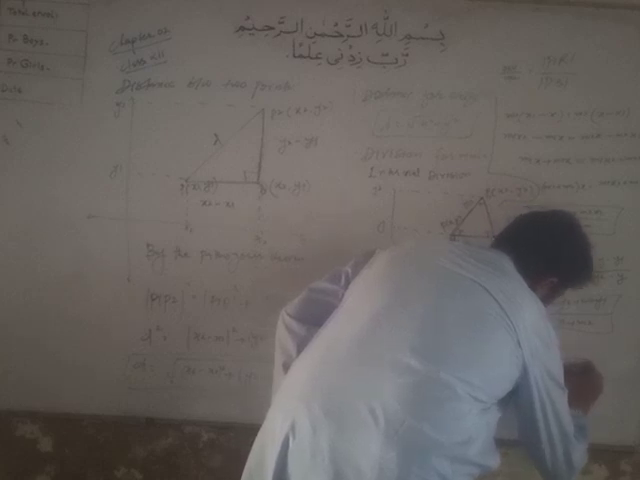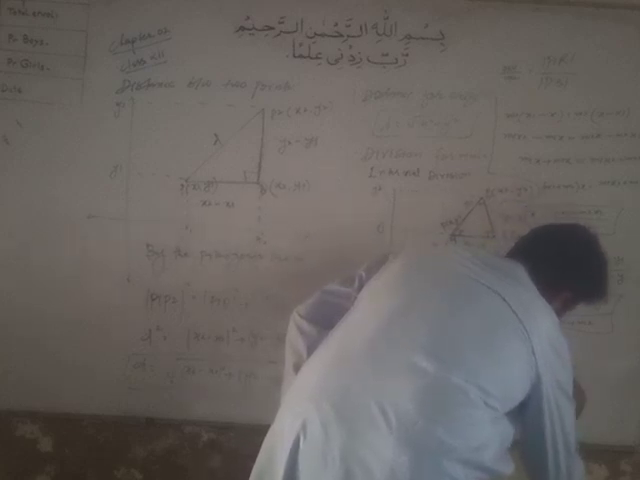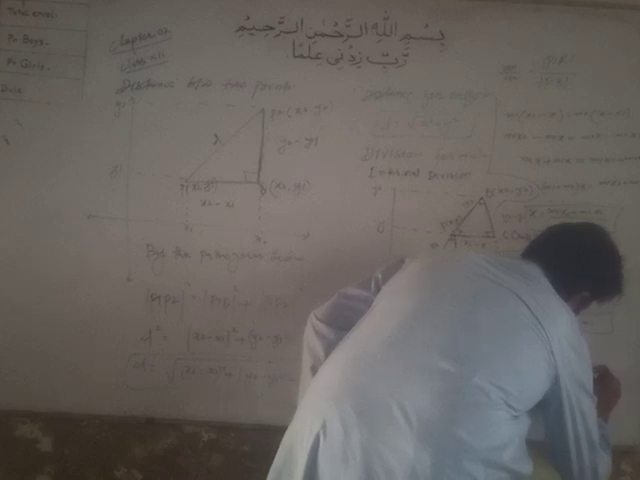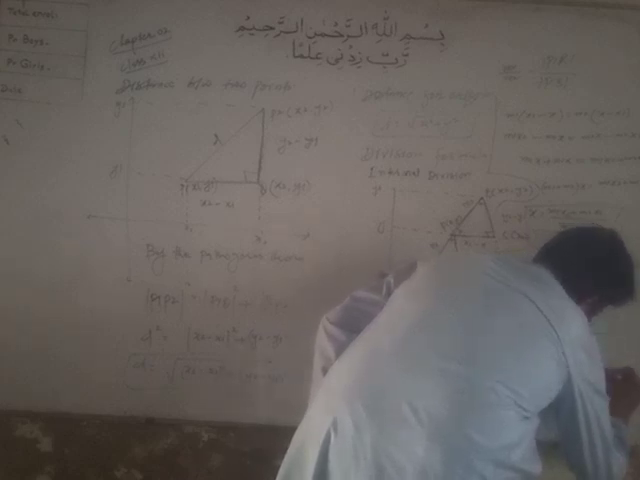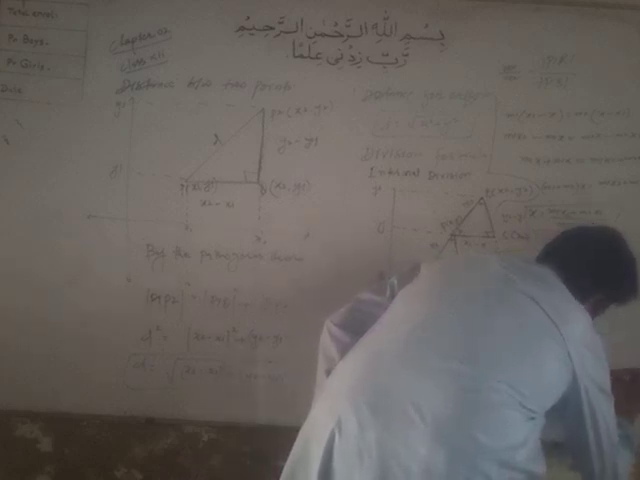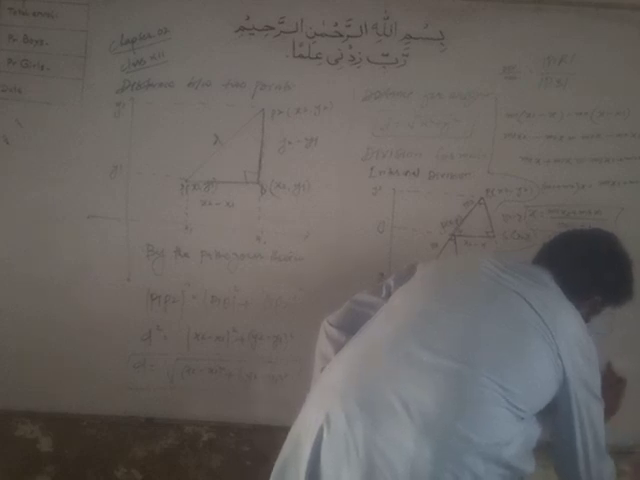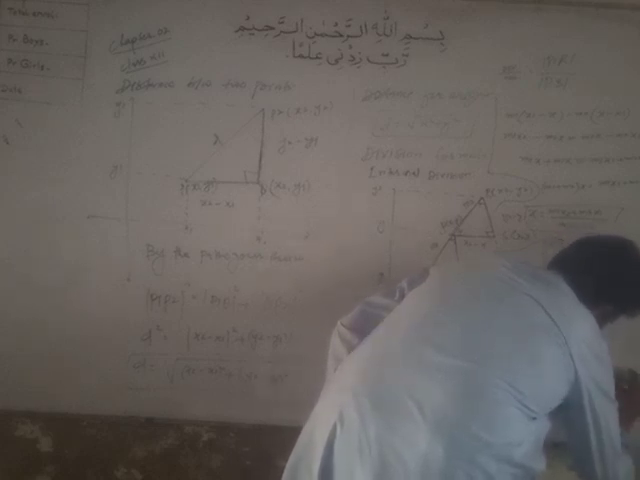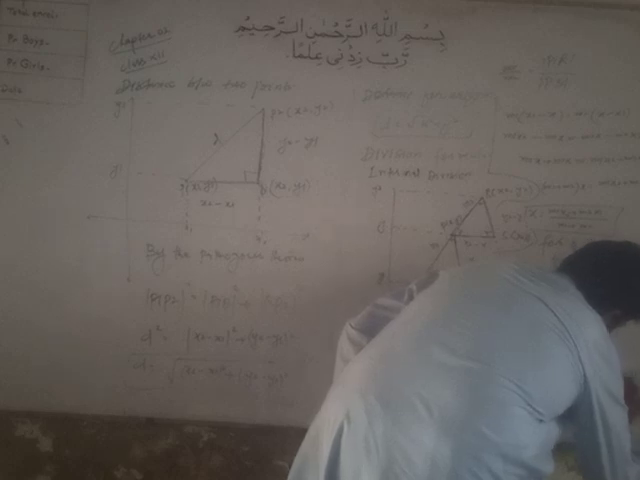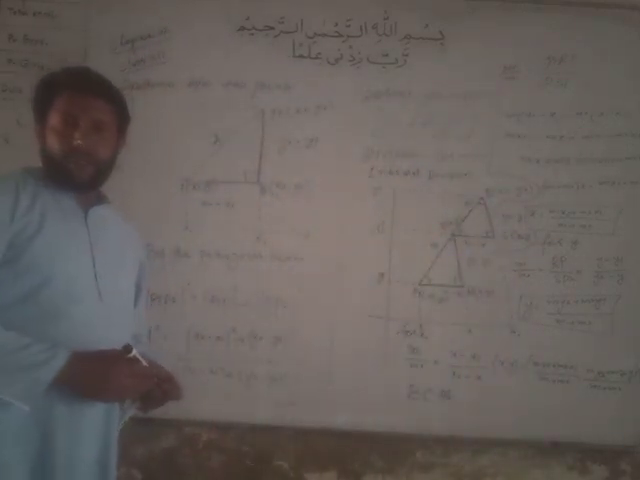plus m2 x1 upon m1 plus m2 comma m1 y2 plus m2 y1 upon m1 plus m2. Okay, so this is the internal division formula.